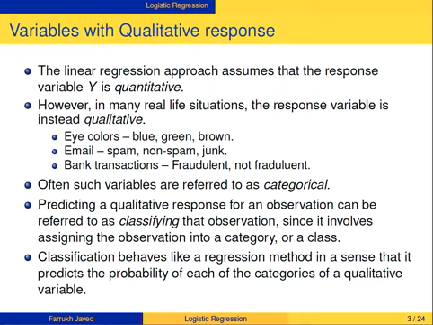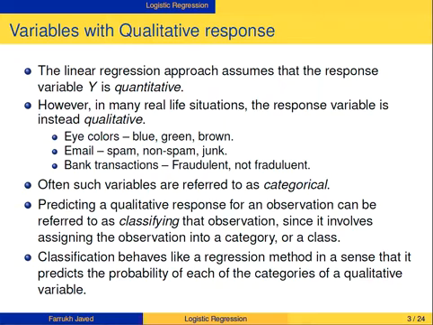Predicting a qualitative response for an observation can be referred to as classifying that observation. You intend to classify your data whether it belongs to the eye color blue category, green category, or brown category. Similarly, you have lots of emails and you want to classify them whether they belong to a spam folder, non-spam folder, or a junk folder. So you have classified the whole data into three groups: spam, non-spam, and junk. Similarly, bank transactions can be considered as fraudulent or not fraudulent. So you have two categories and you want to classify all the transactions into two groups, right?